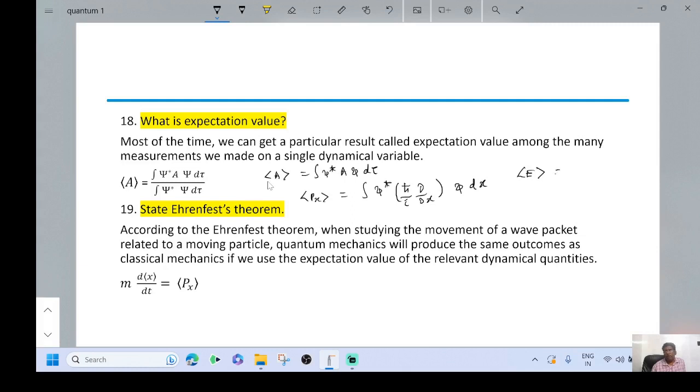If you want to find the expectation of energy, with the energy operator iħ ∂/∂t, you write ∫ψ* iħ(∂/∂t) ψ dx. This is the energy operator. If you want to know the Hamiltonian operator, ∫ψ* (−ħ²/2m ∇² + V) ψ dx. Here we should put dτ because of x, y, z.